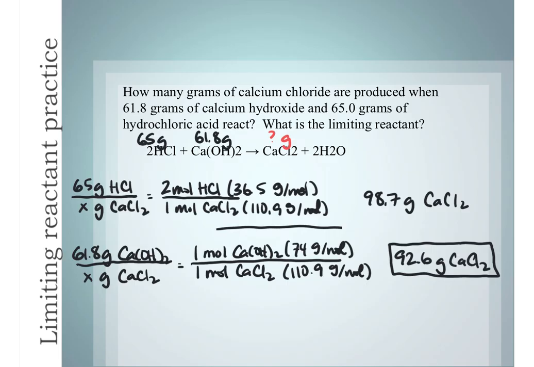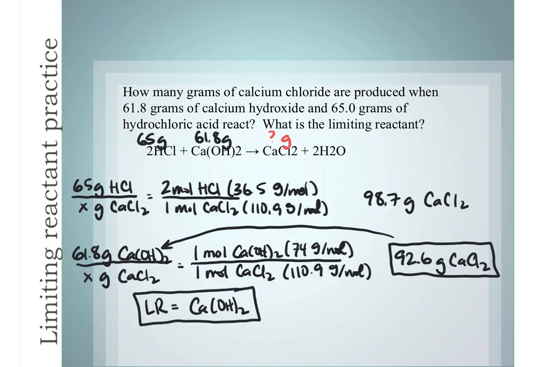The other part is, what is the limiting reactant? The smaller number points back to the limiting reactant. So you're going to say the limiting reactant is the calcium hydroxide. You want to answer the question fully, and give me the answer I'm looking for, not just say the CaCl2 is limiting, because that wouldn't be correct.